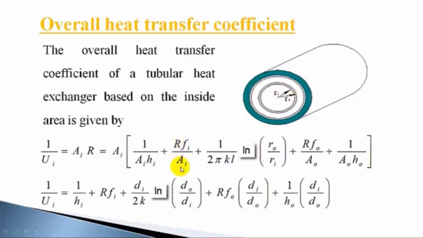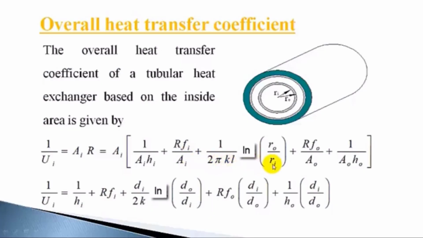Then RFI by AI is the fouling resistance. This is the resistance to fouling inside. We call it the fouling factor for the inside surface, divided by AI. RFI is the fouling resistance for unit area. You have to divide by AI to get it for the total area. With more area, the resistance will decrease. So you divide by the area to get the resistance for the entire inside area. RFI is for unit area, and dividing by the total inside area gives the total fouling resistance. So RFI by AI is the total fouling resistance.